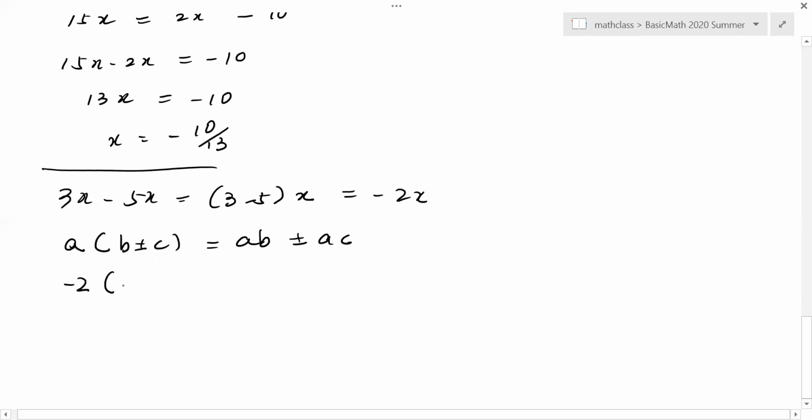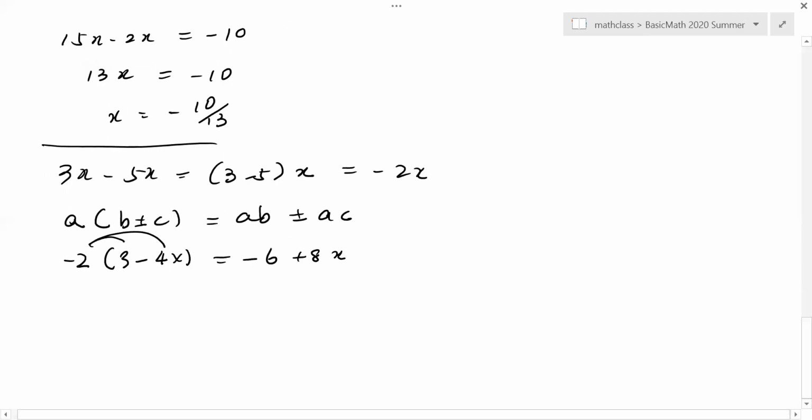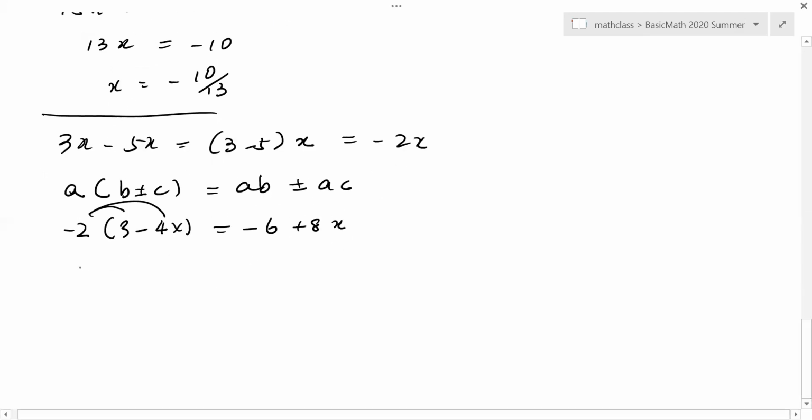A good example is negative 2 times 3 minus 4x, right? So what you do is negative 2 times 3 would be negative 6. Negative 2 times negative 4x would be 8x. Okay, another formula is B plus or minus C times A. Then it will be BA plus or minus CA. Just do the multiplication like that, okay?